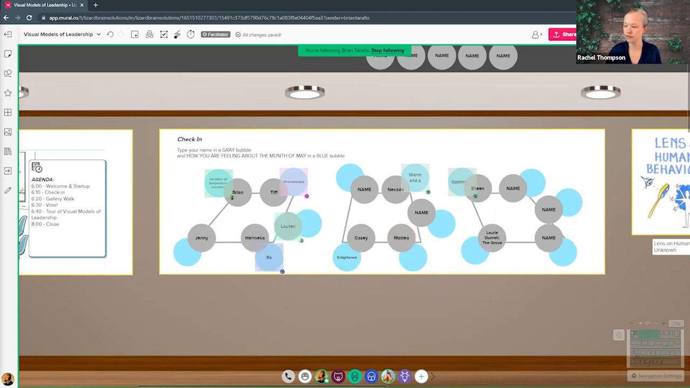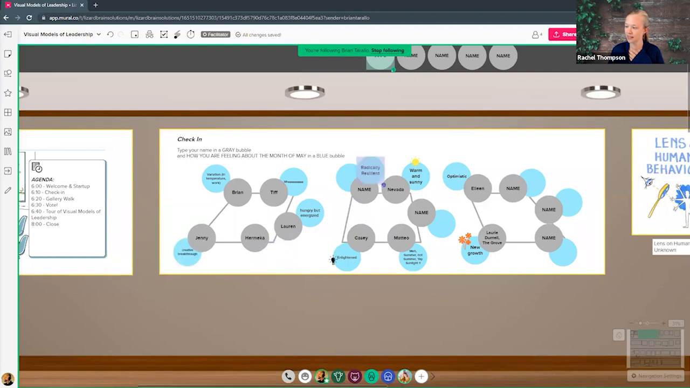Brian is variation in temperatures. Tiff is warm and sunny, enlightened, radically resilient. I really like that. I don't know what that means, but I like it a lot. Enlightened, not summer. Yay, sunlight though. Hungry and energized, warm and sunny, optimistic. Someone's drawing flowers. And creative breakthrough. Nice. I like that people are just adding flowers and visuals and icons and really making it theirs. With this crowd, I expect nothing less, right, Rachel? Yeah, that's very true.